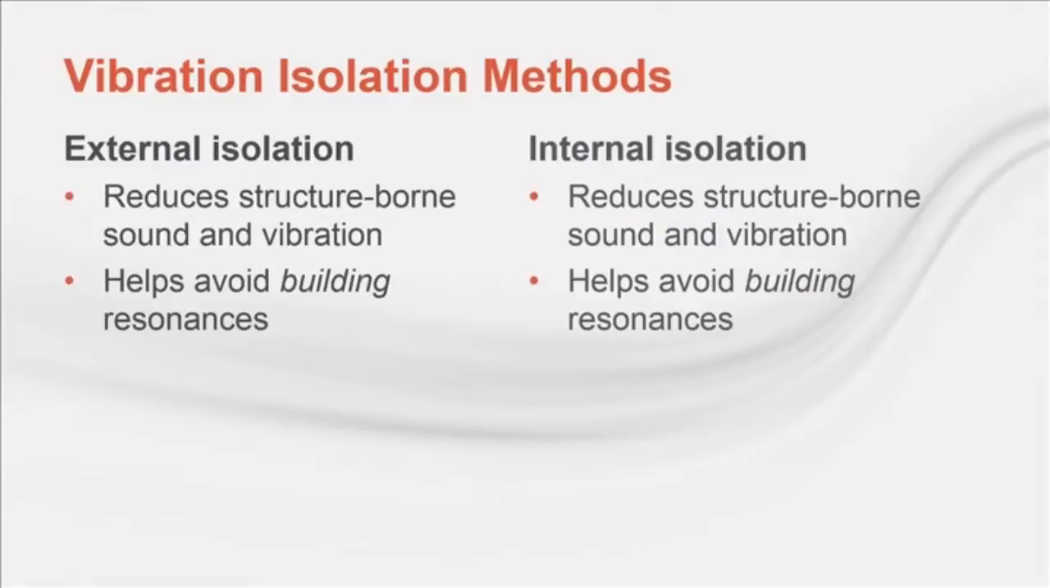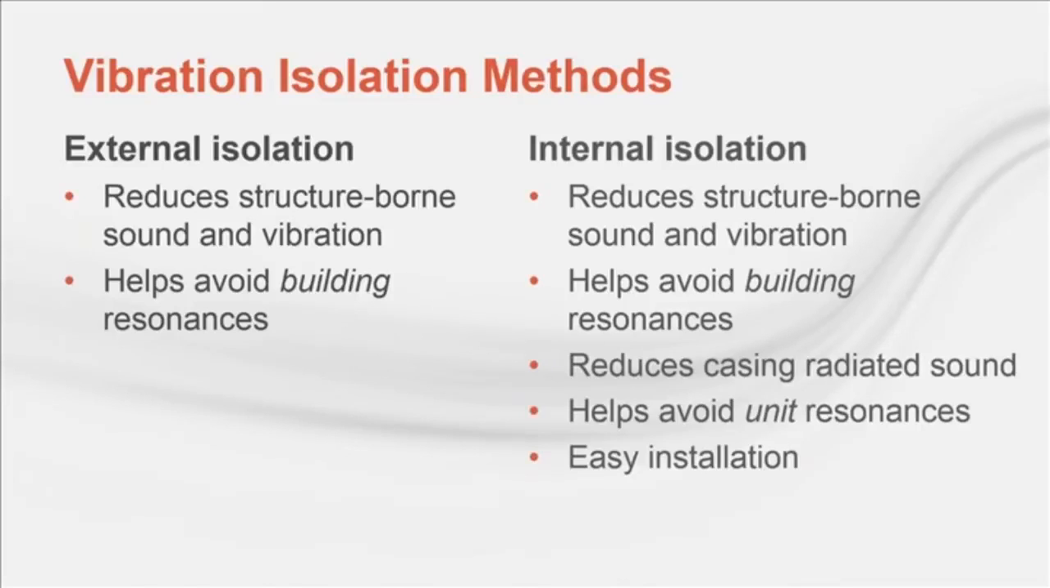Isolation can be offered internal or external to the unit. Both reduce structure-borne issues, and both will minimize the need to lock out VFD frequencies that excite building resonances. Internal isolation has the added benefit of reducing casing-radiated sound levels and minimizing the need to lock out VFD frequencies that excite unit resonances. However, external isolation has the added benefit of higher isolation efficiencies.